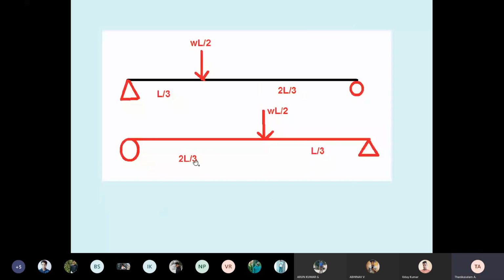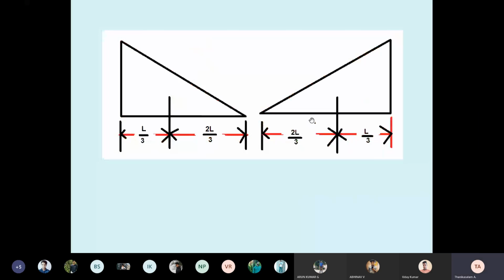Students, remember, whenever UVL is acting, you have to convert it to a point load. How do you convert it? Triangular area, half into base into height. Where is it acting? At the center of the triangle. What is the center of the triangle? There are two options: from the left side L by 3, or from the left side 2L by 3, based on the orientation. Students, remember this diagram for uniformly varying load.